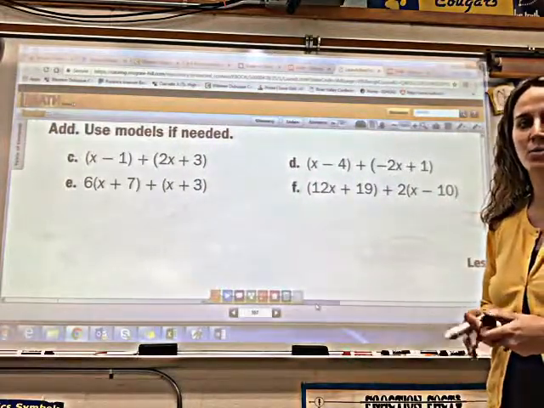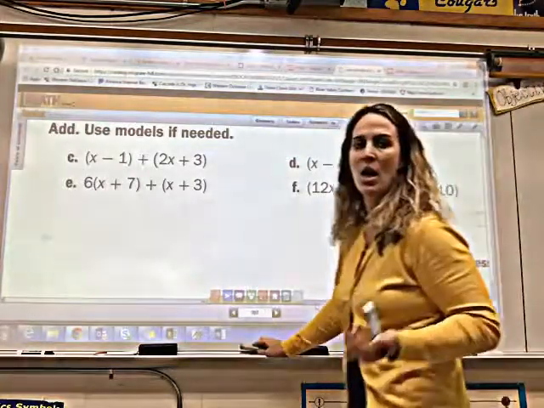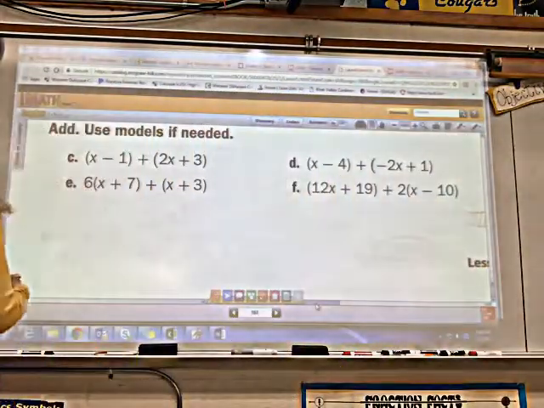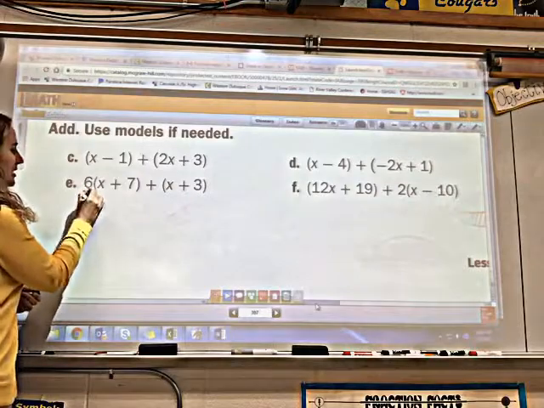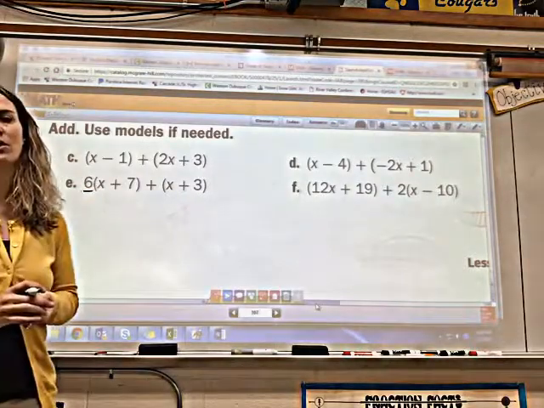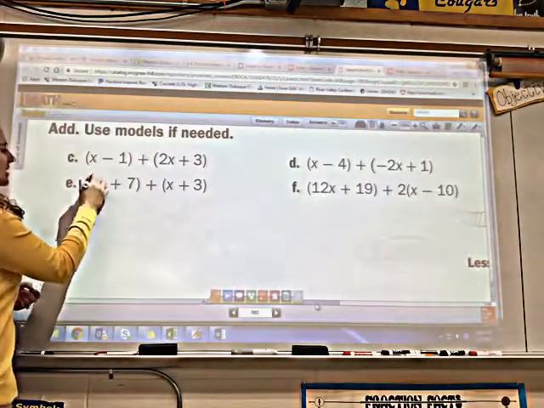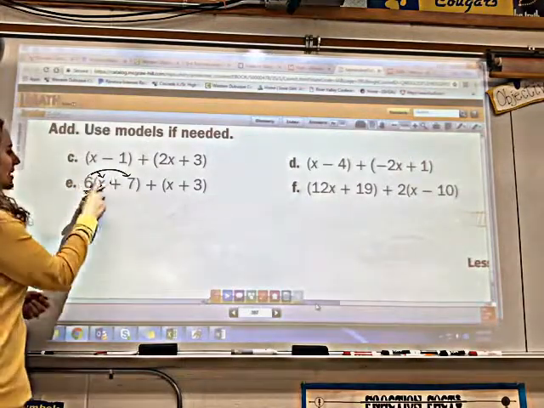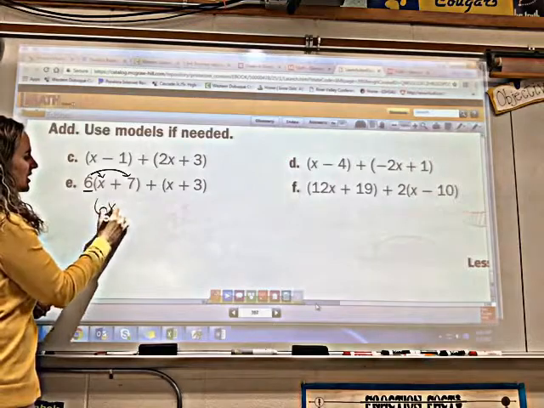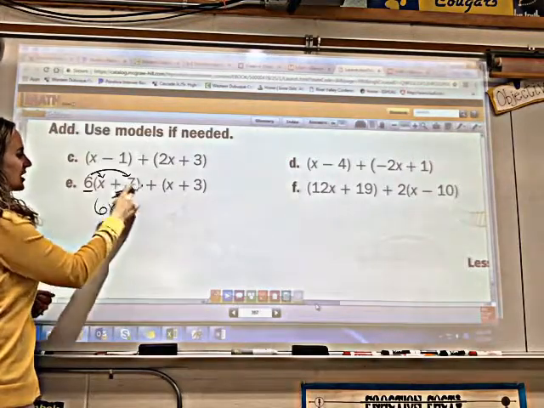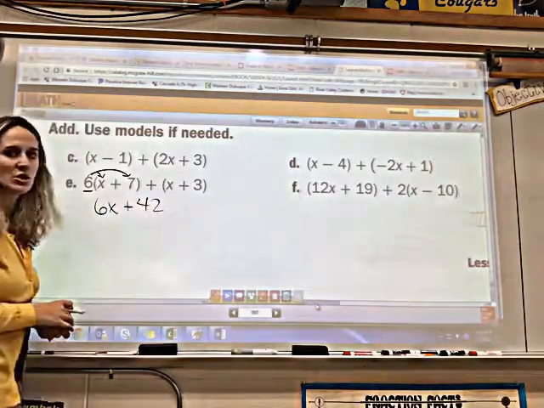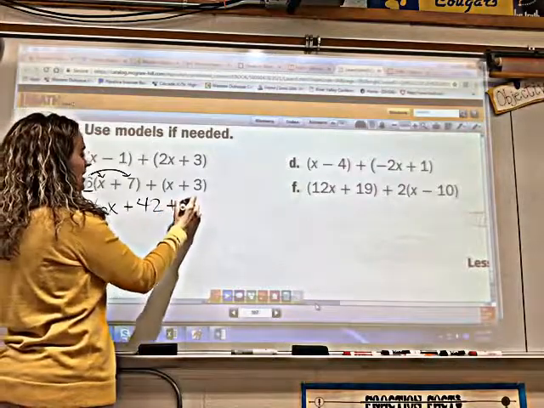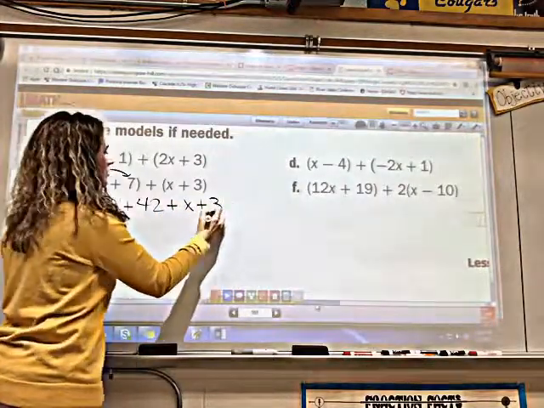If you need to, you can pause and work on those. But I want to talk about E and F first. If you remember, 6 is on the outside, so we want to think about the distributive property. Because this 6 is on the outside, we're going to multiply by each term on the inside. So 6 times x is 6x, plus 6 times 7 would be 42. Then I would have plus x plus 3.